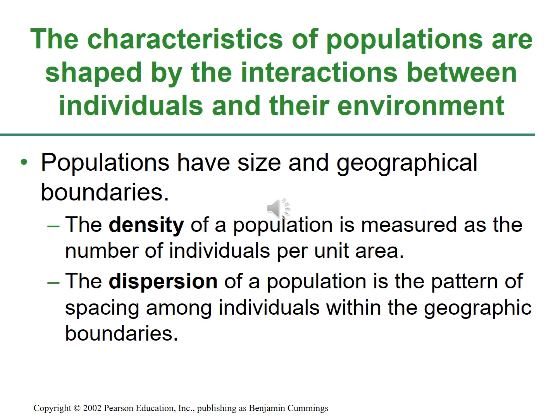The density of a population is measured as the number of individuals per unit area. That's pretty clear. It's like any kind of density definition. But dispersion is the way that those individuals of one particular species are patterned across the land. How are they spread out and spaced on the land?